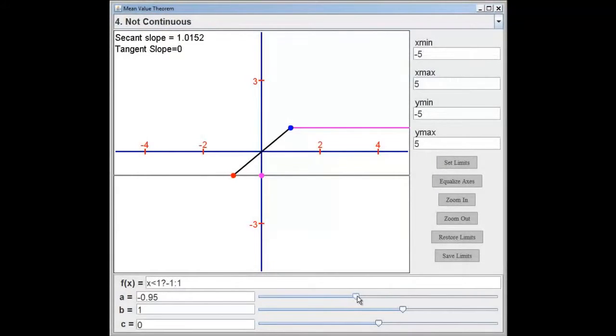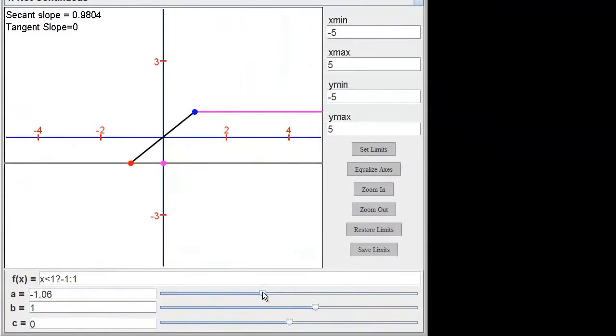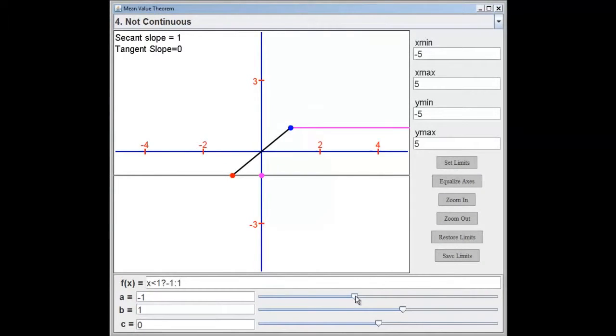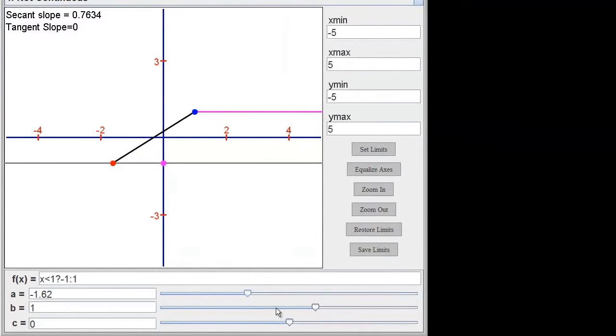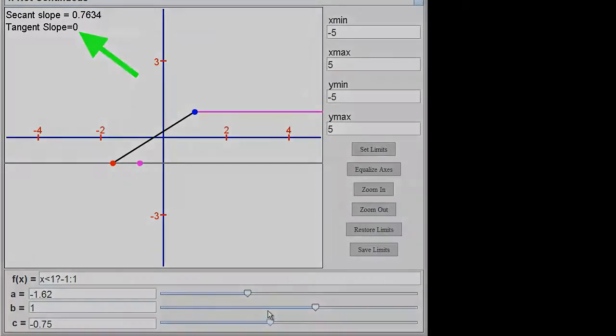Does this function meet the conditions of the mean value theorem? A resounding no echoes from the audience. This function is not continuous. The points A and B are located on two different pieces of this discontinuous function with a slope of 0.7634. As you can see, the derivative of both pieces of the function is 0. The derivative will never be 0.7634.